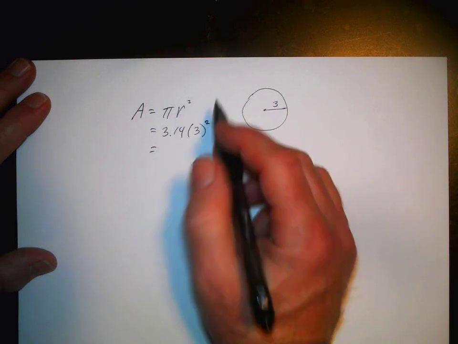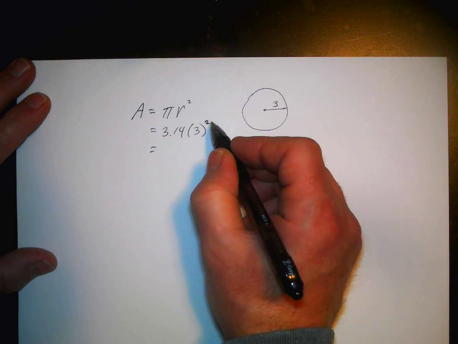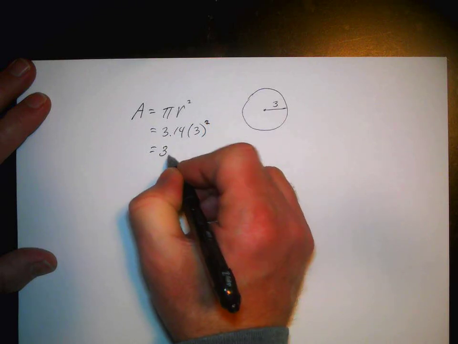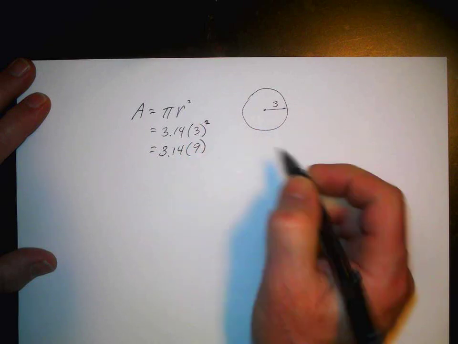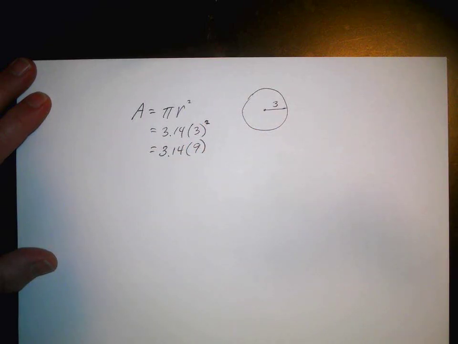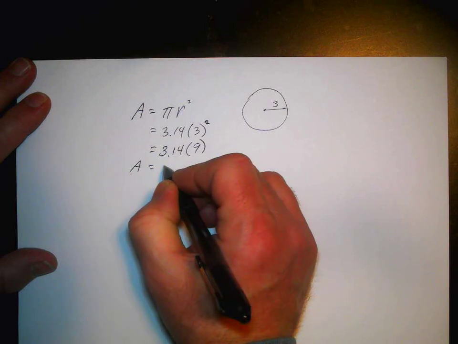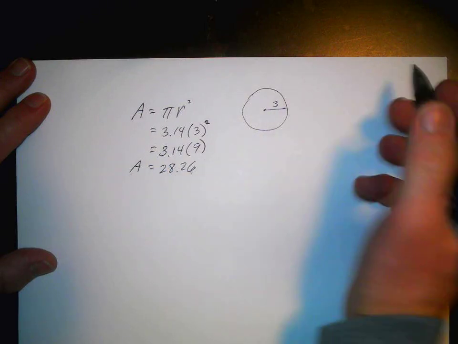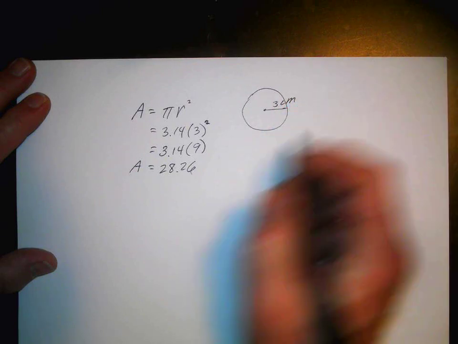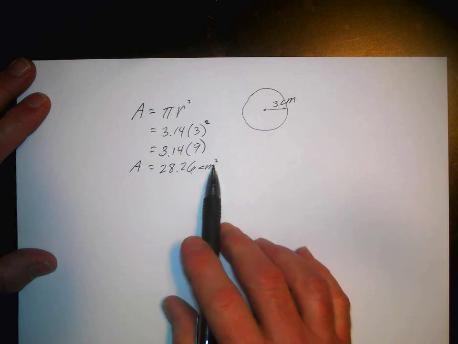And then since you've got the square here, which means the exponent has to happen first, you would take 3.14, 3 times 3, which is 9, and then multiply 3.14 times 9, and you would get the area equal to 28.26 units, whatever this was. So if it was cm, then this would be centimeters squared because it's an area.